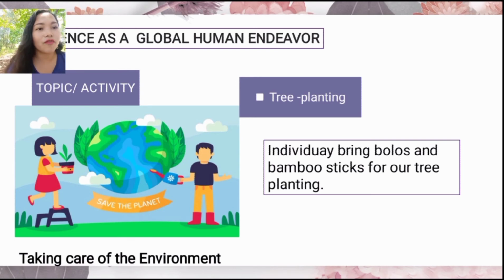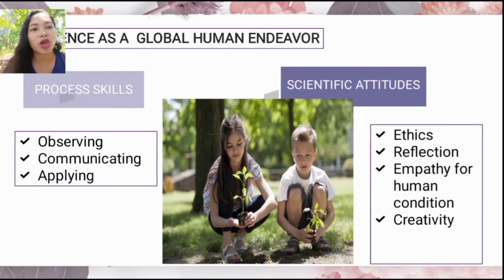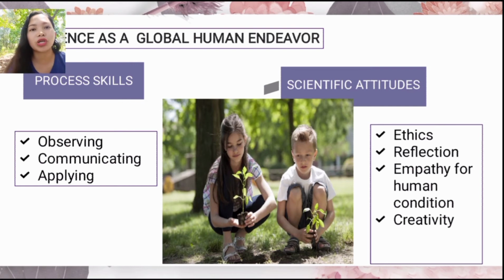So for the activity, of course, we have tree planting, and this will be the individual task. Individually bring bolos and bamboo sticks for our tree planting. Sorry if I missed an L in my instruction. That activity must be very entertaining and very productive for the kids and for their learning. The process skills involved during the tree planting are, first, observing. Of course, they have to observe since they listen to your explanation about why we need to plant trees, why we need to cultivate our planet Earth.